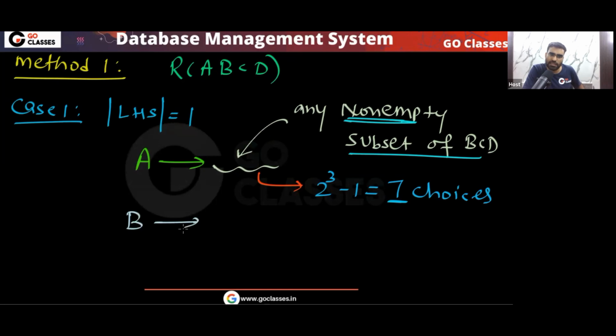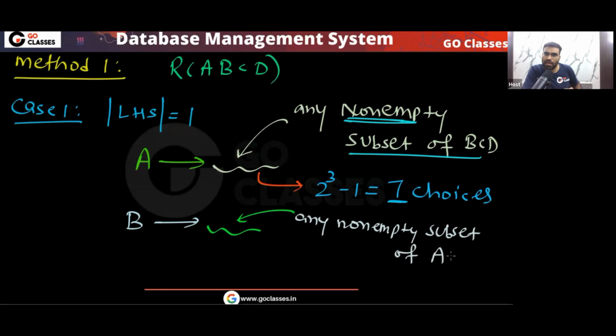Similarly, if I put B on the LHS, then for the RHS, how many choices are there? Here I can put any non-empty subset of ACD. Yes or no? Let me know how many non-empty subsets of ACD there are. That again will be 7 choices. Is this clear? Are you getting my point? So this is the idea. I hope you are getting this idea.